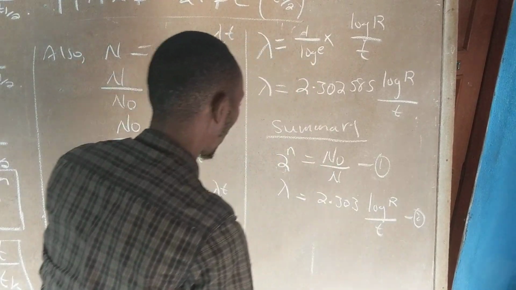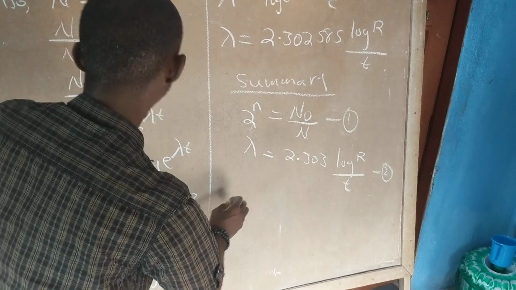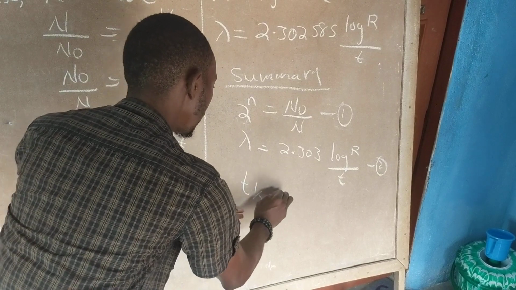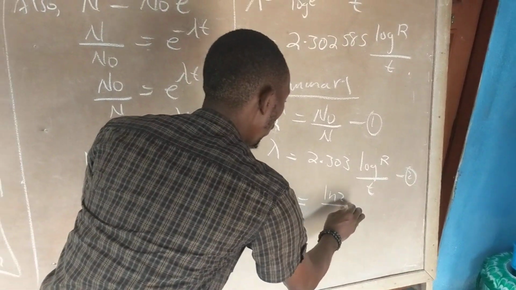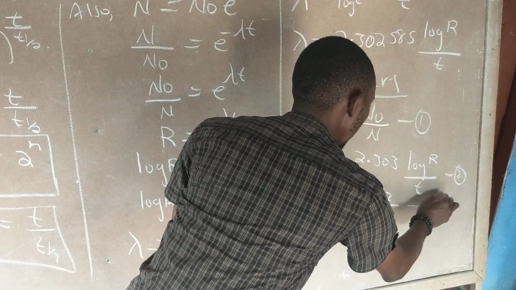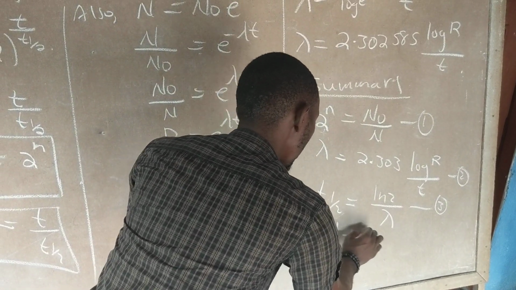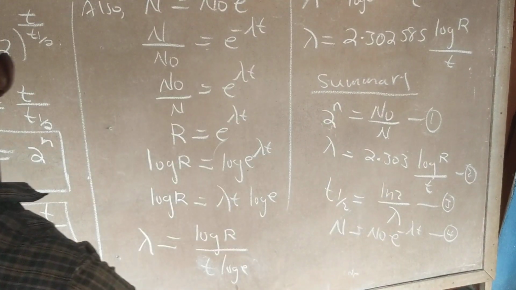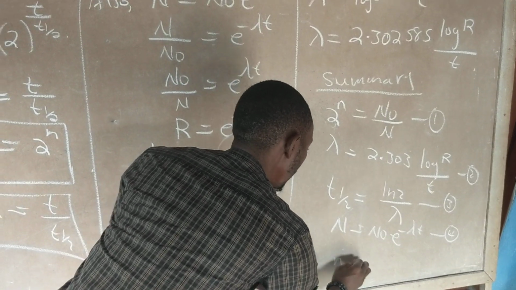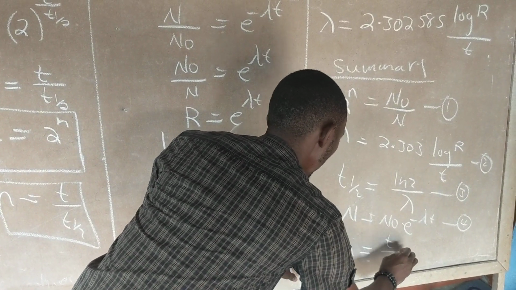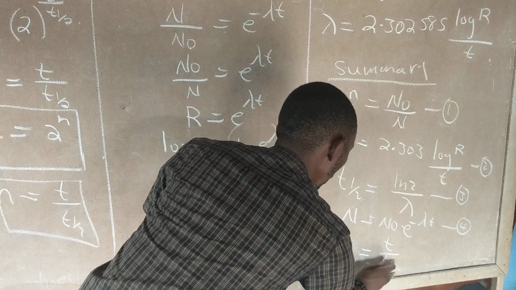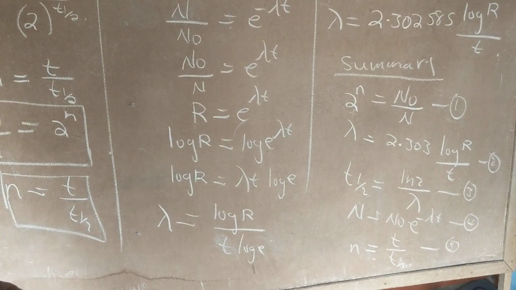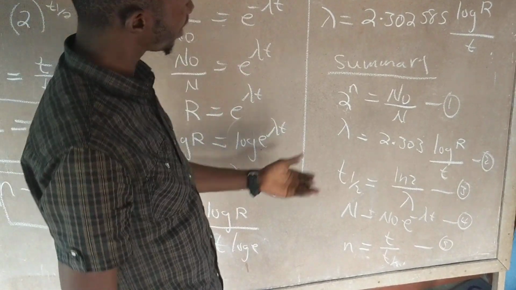This is formula 2. And the next one, we have the half-life, T half equals ln 2 all over the decay constant, which is 3. And we know the original one, which is N equals N0 e to the power minus lambda t, 4. And the last one, we have n equals t divided by T half. This is equation 5.